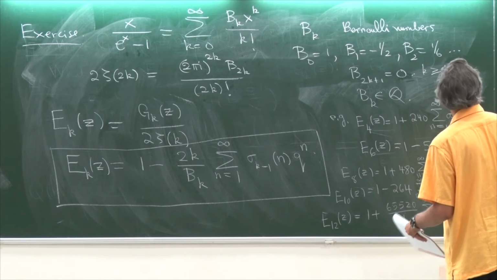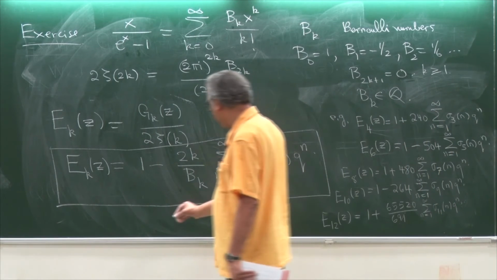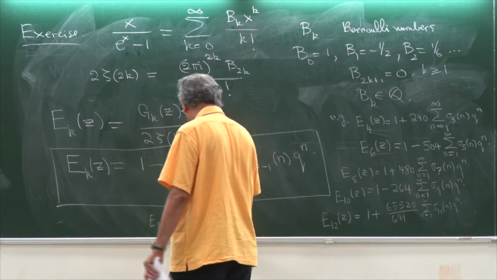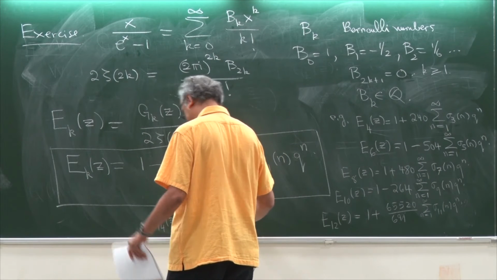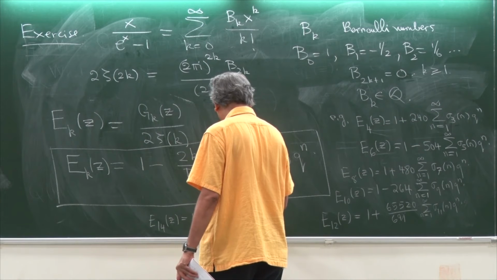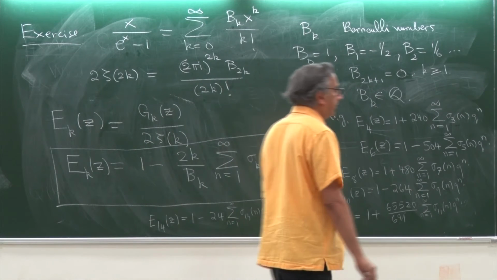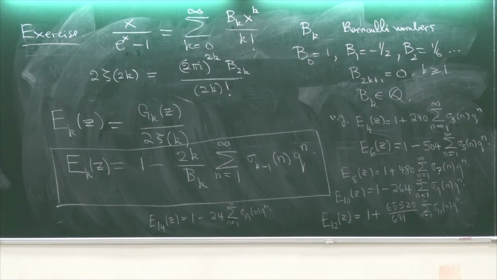And E14, I might as well write this down, is again neatly behaved. It's 1 minus 24 times the summation, n going from 1 to infinity, of sigma_13(n) q^n. So you have all these Eisenstein series. They have very neat q-expansions, Fourier expansions. And the structure theorem that I'd like to focus on today is how to use these Eisenstein series to determine the structure of the space of modular forms.